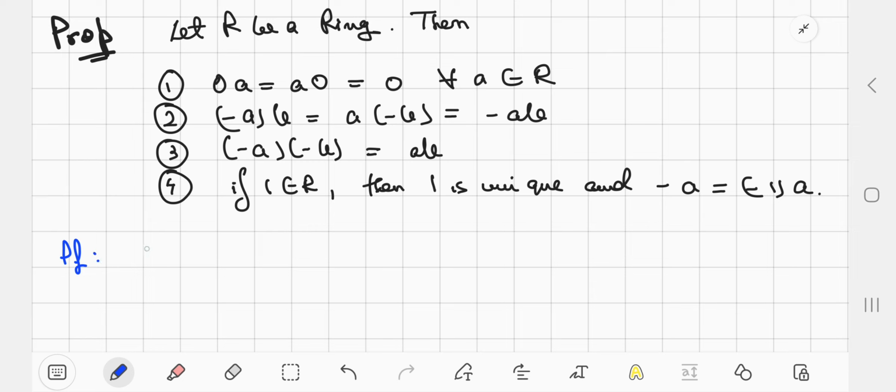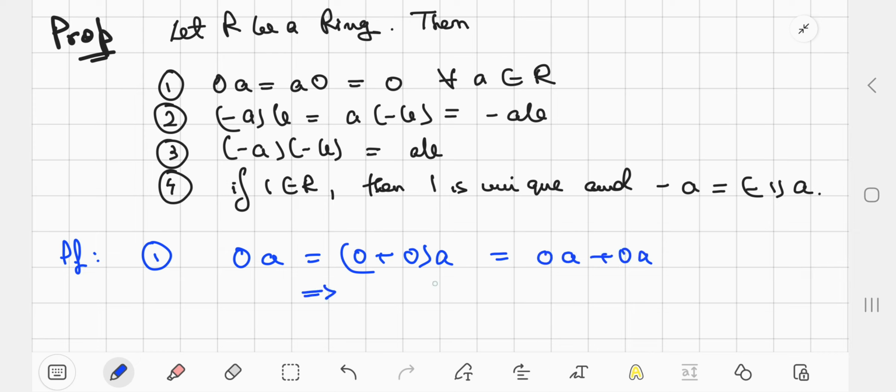Proof. Okay, now the first statement is pretty easily observable because I can write it like so: you have 0 times a, right? I can write 0 times a as 0 plus 0 times a, right? But 0 plus 0 times a can be written as 0 times a plus 0 times a. Then if I consider the left cancellation or the right cancellation, I get 0 times a to be 0, right? This is a pretty trivial statement. What about the next statement? How can I prove the next statement?